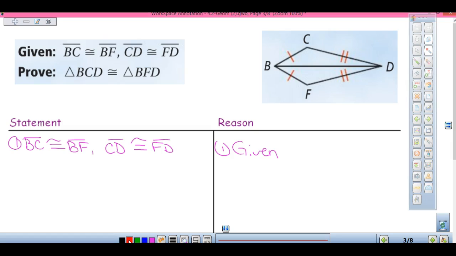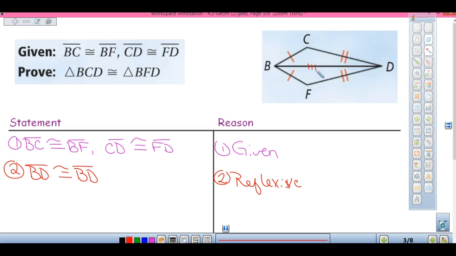Okay, what else can I say, according to that picture, what else is congruent? That shared side, right? So BD is congruent to BD. Yes, why? Reflexive, yep, we always use reflexive in that. The nice thing about this, guys, is that anytime you see a picture like this where there's a shared side, you can automatically say that side is congruent to itself.